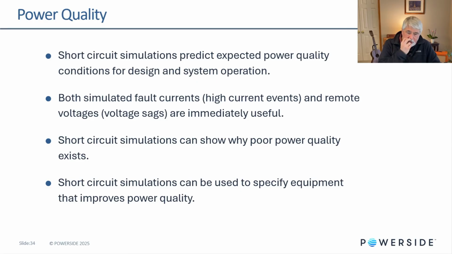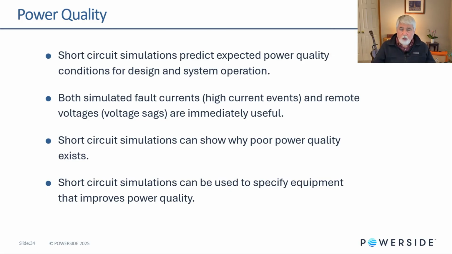Short circuit simulations can show why poor power quality exists. If you look at remote voltages and you see that your sag went down below 70% on this other bus, you can expect that you have a fault there, that your motor contactors are going to trip on that other bus, right? Short circuit simulations can be used to specify equipment that improves power quality.